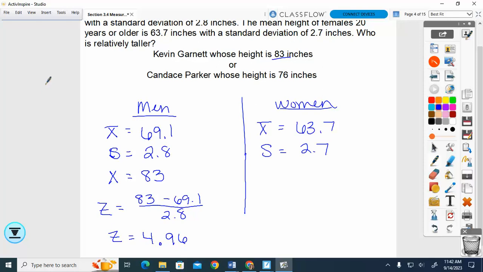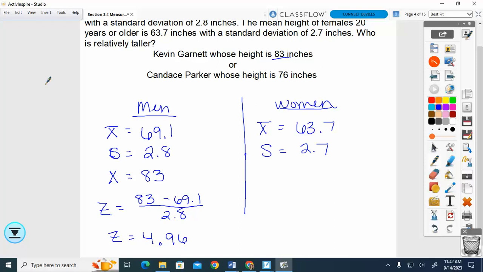Okay, think about, like yesterday we used these bell curves, right? And we measured standard deviations. Would 4.9, so almost 5 standard deviations above the mean, be a lot? Yeah. This little graph, we said 99.7% is within 3 standard deviations. So to be 5 standard deviations above average is huge. So he is very tall for his group.